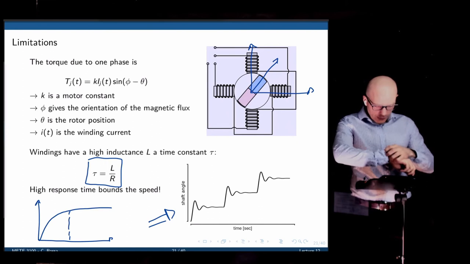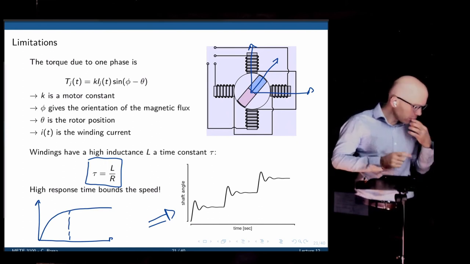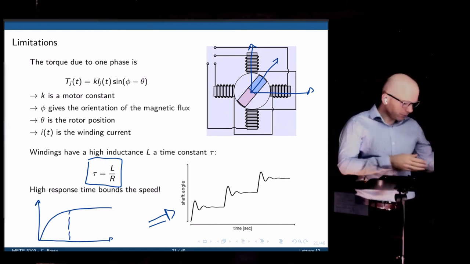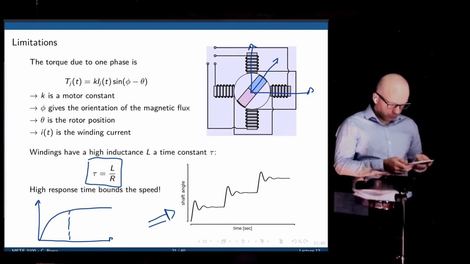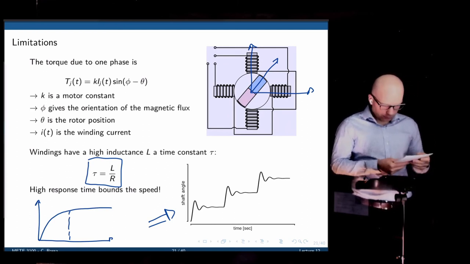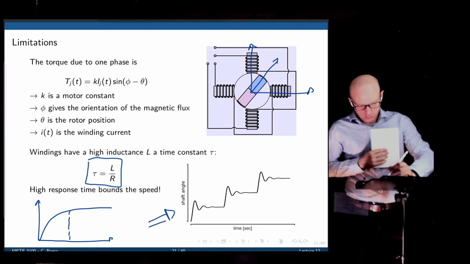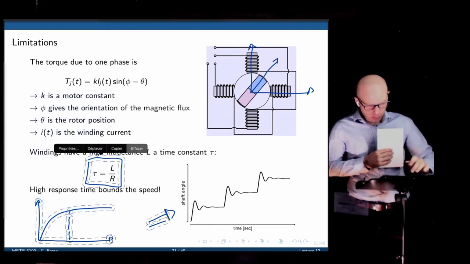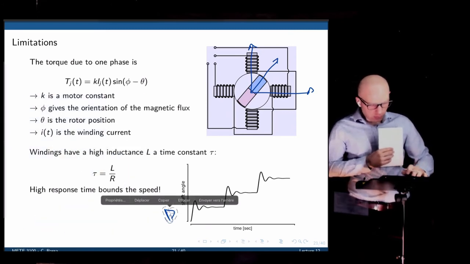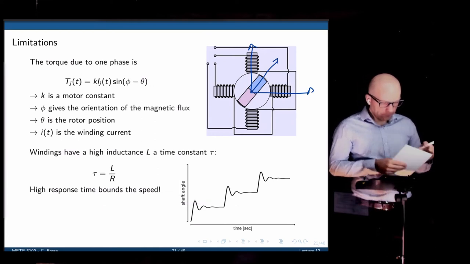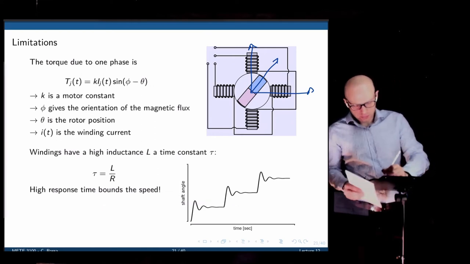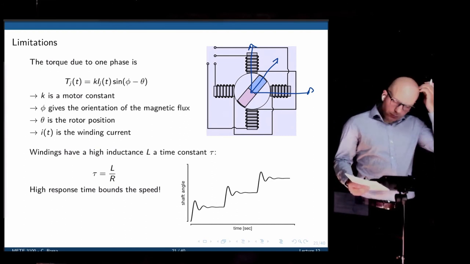Any questions before we do some exercises? No? Could you once more just repeat the end of this slide that you were on? Which part, the overshoot or the response time? Both, from the windings having the high inductance, just that, yeah, the bottom half of the slide, if possible.